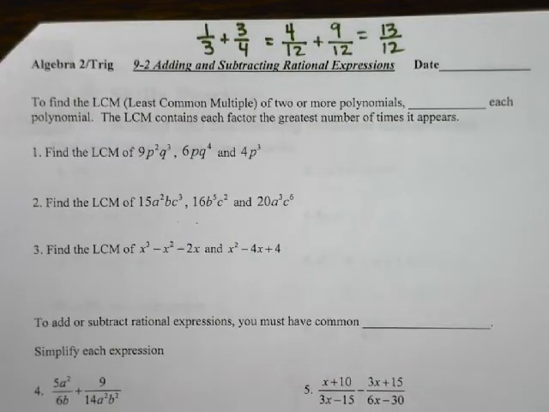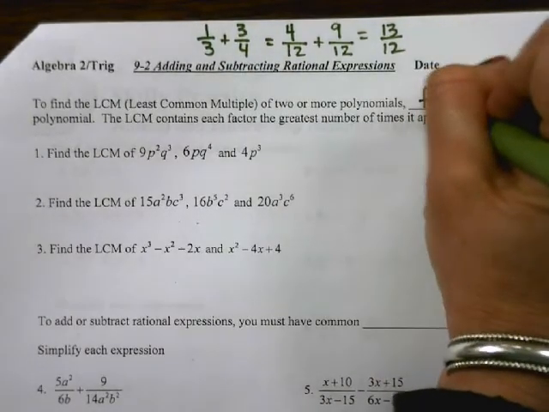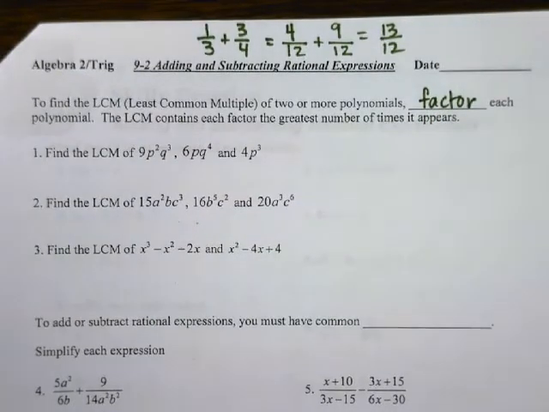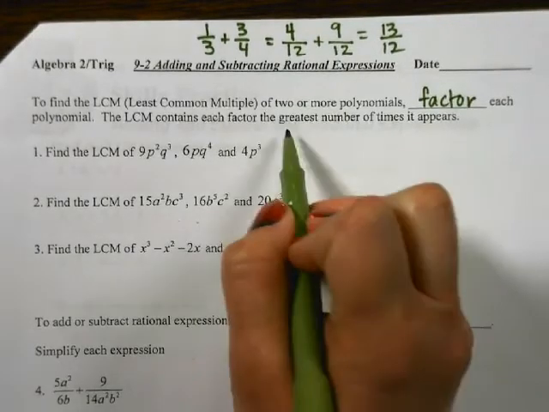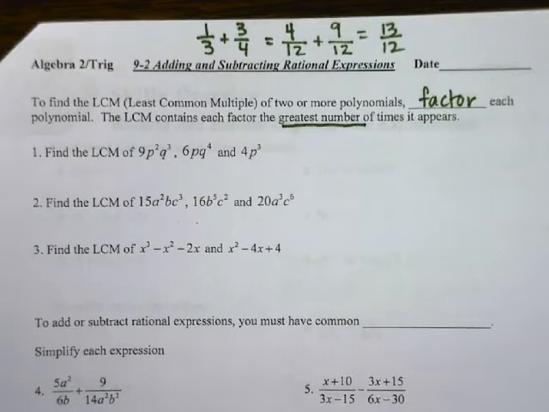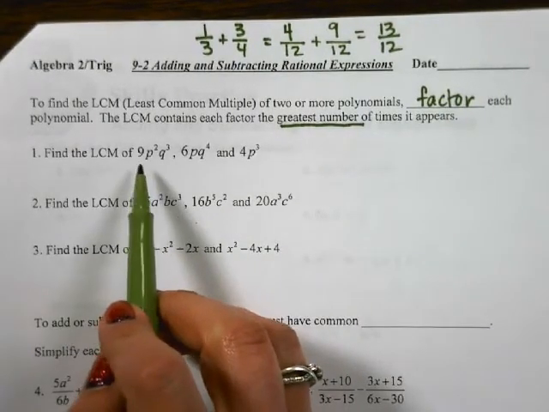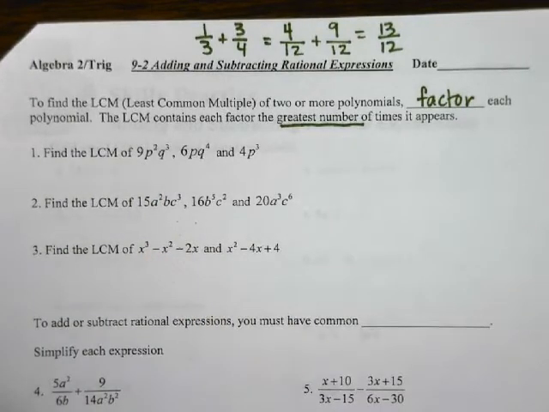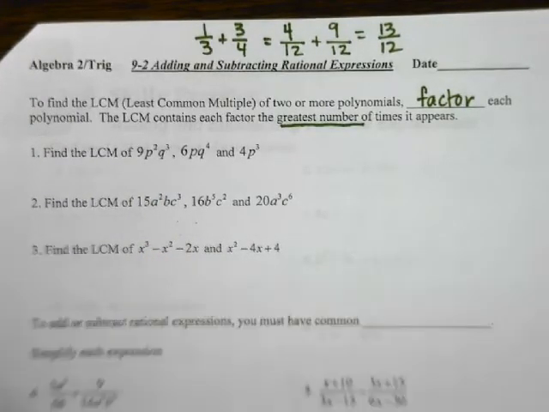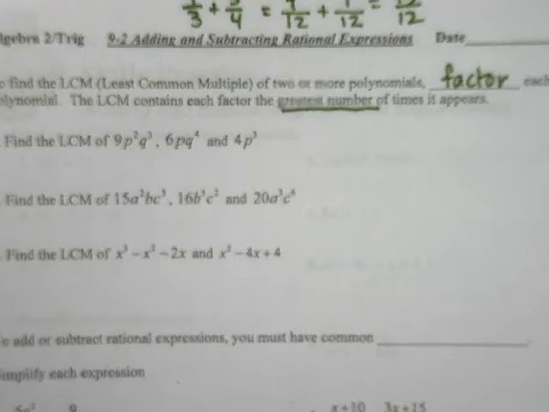So, to find the least common multiple of 2 or more polynomials, you have to factor each one of them. The least common multiple contains each factor the greatest number of times it appears. Not the least. Think about if it's in 1, it's got to be in the least common multiple. Okay, so let's start out with just some monomials. So I have 9p squared q cubed, that's hard to say, 6pq to the 4th, and 4p to the 3rd.